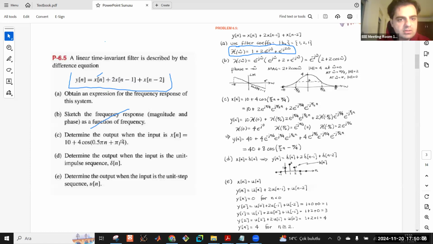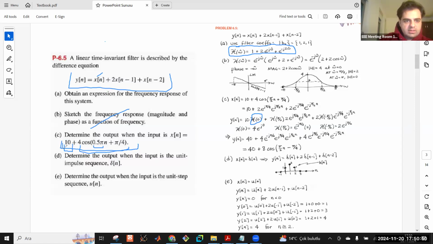In part C, determine the output when the input is given. The difference of this question from the previous one is that this time the input has two different frequency components. The first component of this signal has a frequency of 0, this DC term, and the second component has a frequency of pi over 2. So we need two values of the frequency response, which are H of 0 and H of pi over 2.